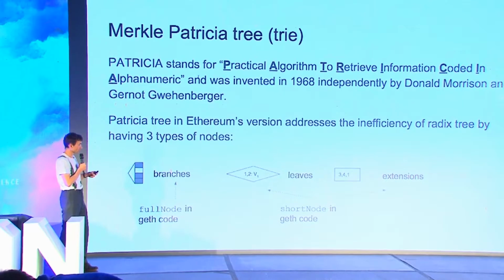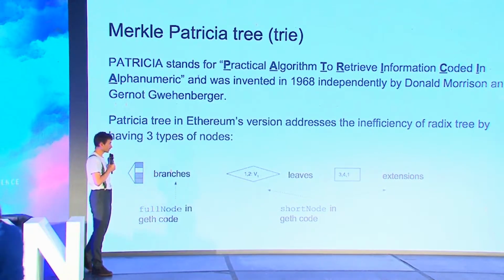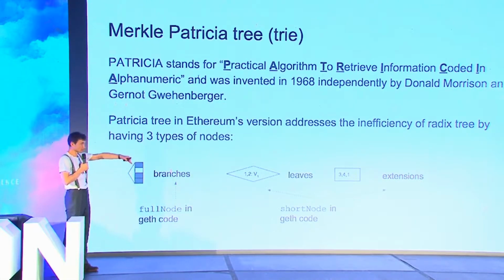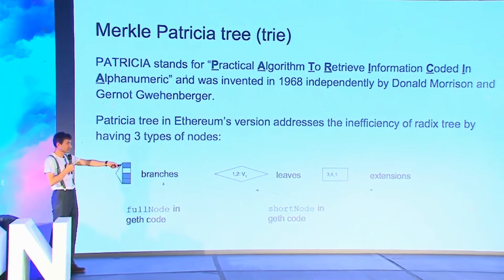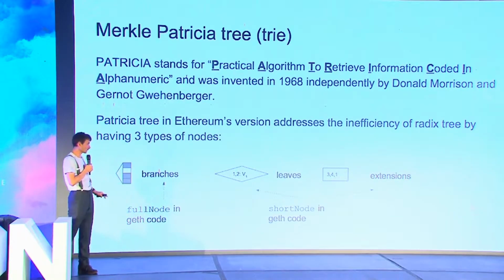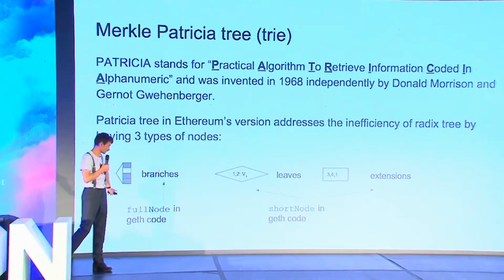Okay, so this is where Patricia comes from. It's an acronym, and essentially the trick is to replace these segments of one-digit nodes with something called leaves and extensions, depending on whether they are at the bottom of the tree or in the middle. And if you look at the Go Ethereum client, you will see that these are called short nodes and these are called full nodes.